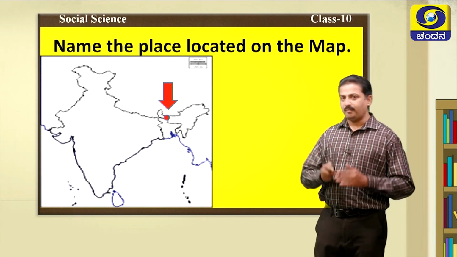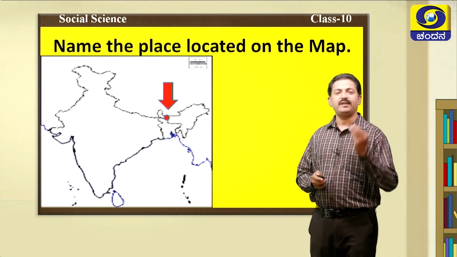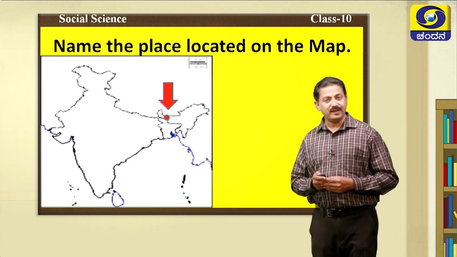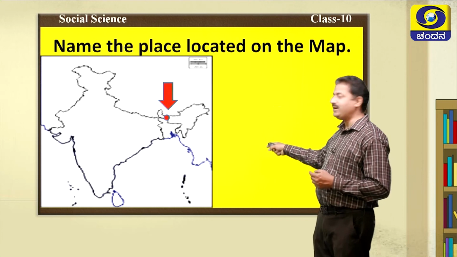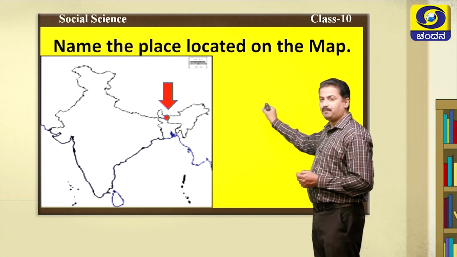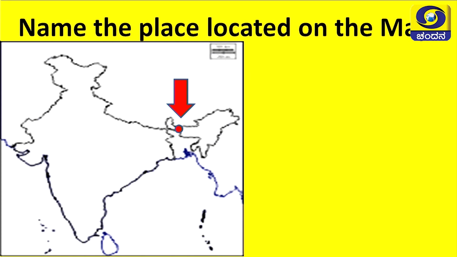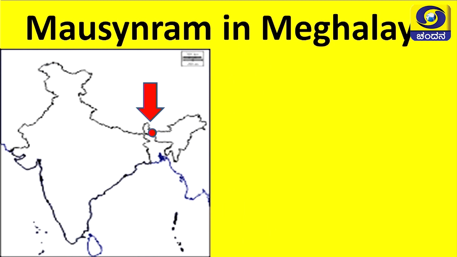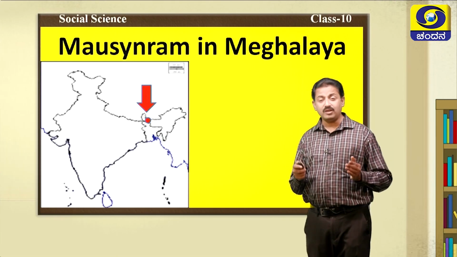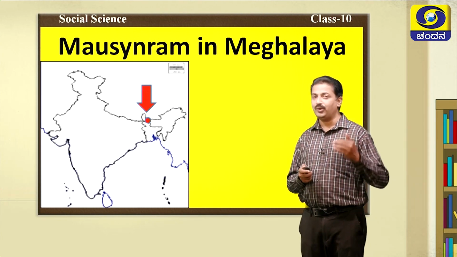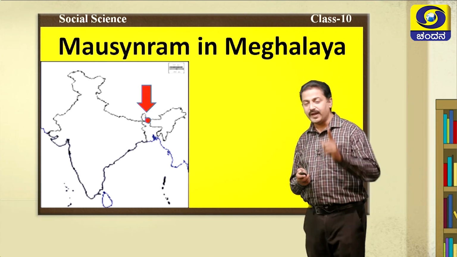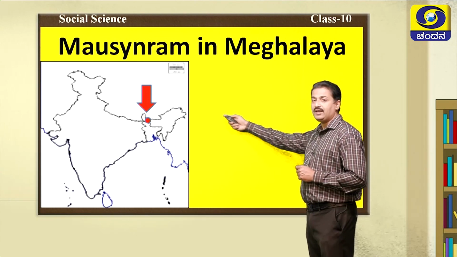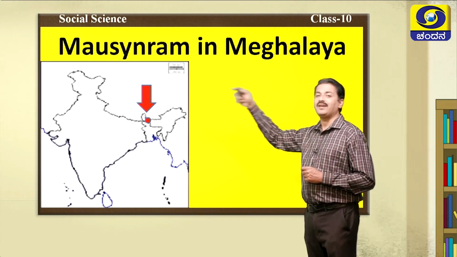Dear students, before I take you to the lesson, let me conduct a small activity. What is that activity? Here on the map of India, I have located a particular place. Name the place located on the map. See, this is the place which I have located. Yes, most of you have answered correctly. Your guess is correct. The name of the place is Mawsynram in Meghalaya. Why is this place famous? That I tell you in this lesson. So, the located place on this map of India is Mawsynram in Meghalaya.